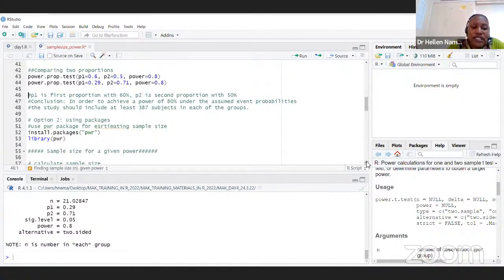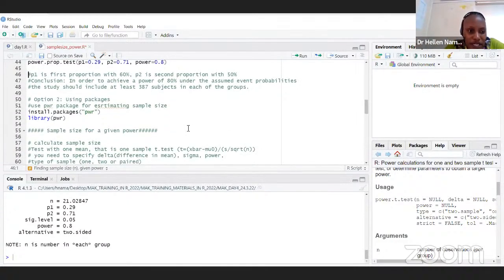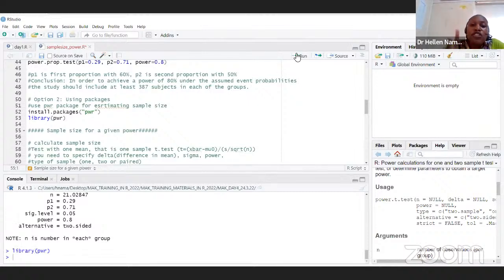But we can also look at a scenario. What about in case I use the pwr package? Remember, after installing, all you need to do is to load the package. The moment you load the package, it implies that you can now go ahead and use the different functions that are within that package. Otherwise, if it is not loaded, you're going to encounter a scenario whereby you're getting errors.